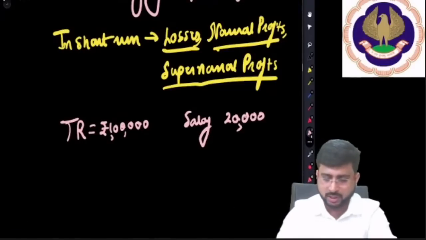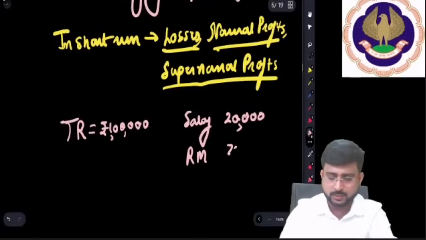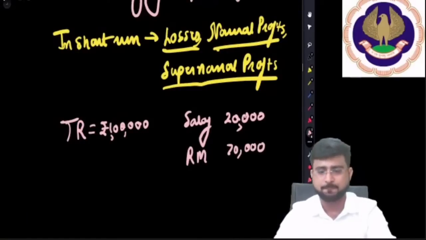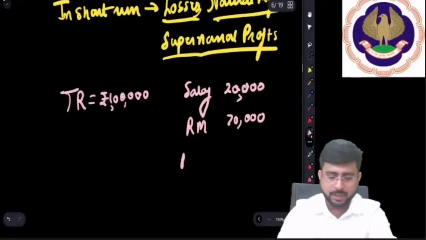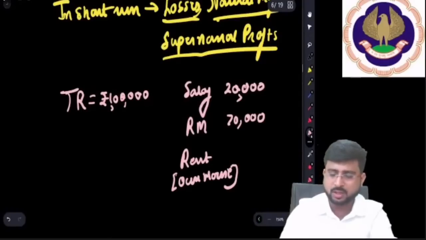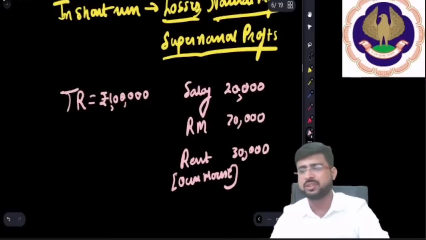I buy raw materials for 70,000. Yes sir. And my rent is the rent that I had to pay, but since it's my own house that I am doing the job in, I am saving the rent of 30,000 rupees. Otherwise I would have had to pay this one.